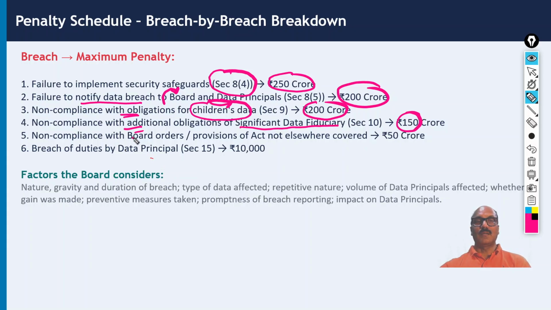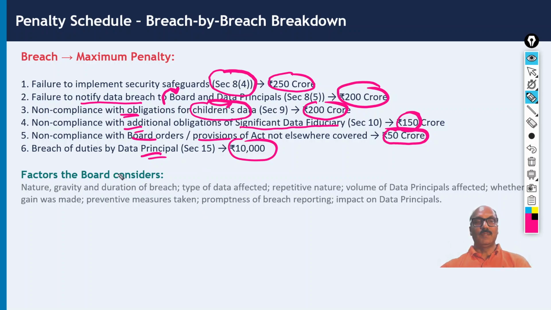And for other non-compliance, where the board has decided on some complaint and has given orders, and provisions of the Act are not complied with by the data fiduciary, the penalty is 50 crores. So this one we already know. And 10,000 for breach of duties by the data principals.